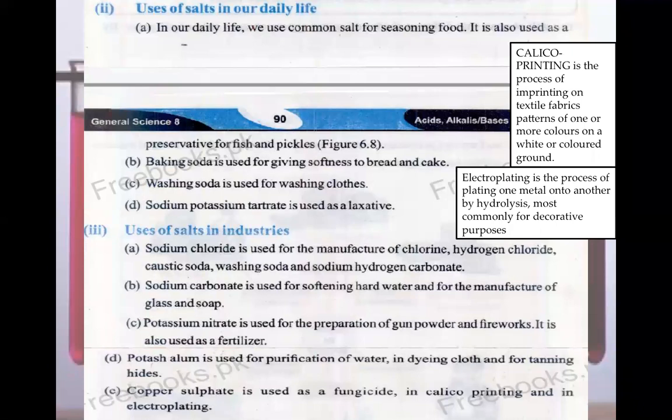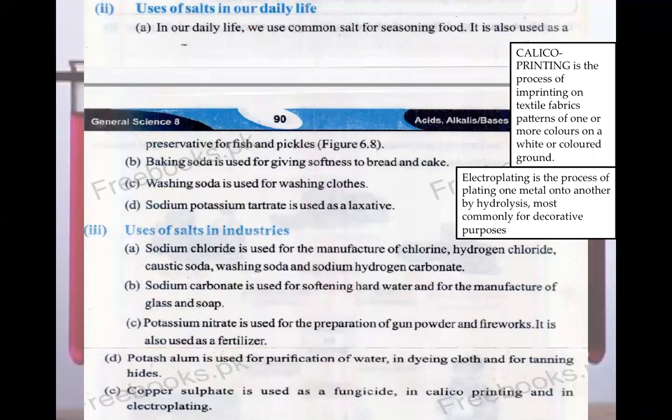So basically, sodium carbonate is used for softening hard water and for the manufacture of glass and soap. Potassium nitrate is used in the preparation of gunpowder and fireworks. It is also used as a fertilizer. इसको as a fertilizer use किया जाता है. Potassium nitrate के अंदर we have potassium, we have nitrogen. They are very much important for the growth and development of the plants.